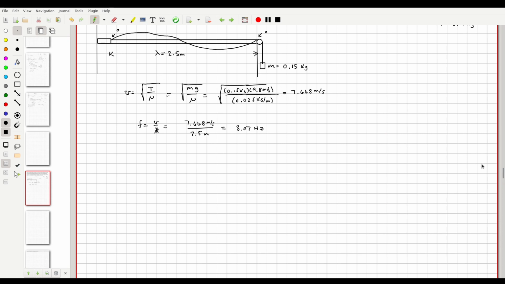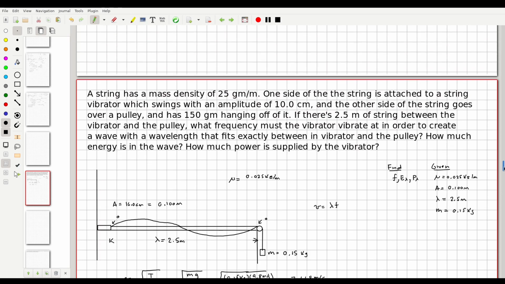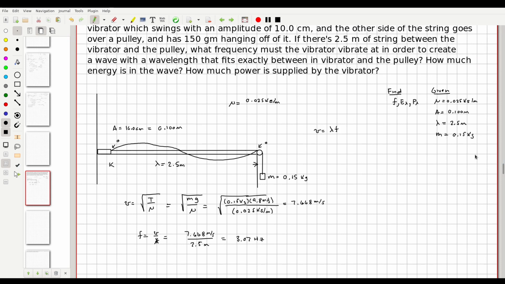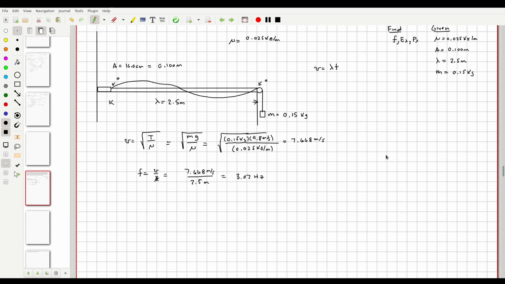All right. So let's see here. We have 2 sig figs, 2 sig figs, 3 sig figs, 2 sig figs, at the end of the day, 2 sig figs. So for our frequency, we are looking at a frequency of about 3.1 hertz. So there's the answer to that.